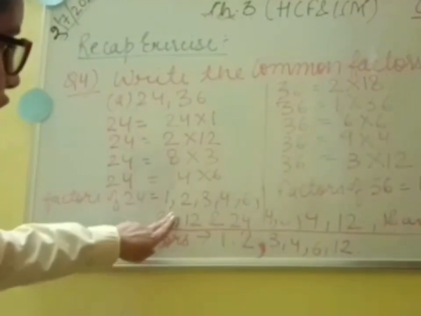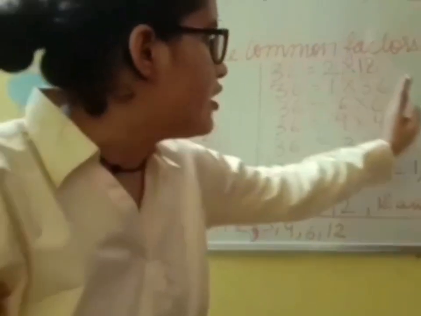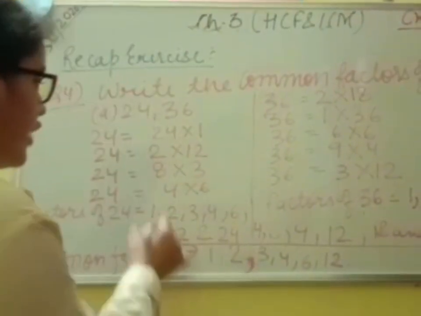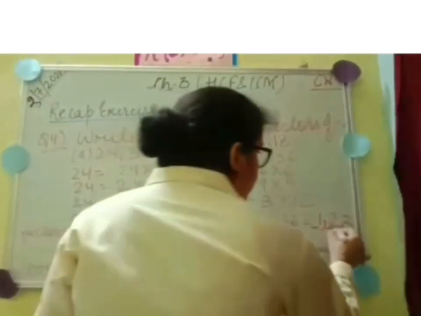Okay, now we have to find the common factors. Common means those that 24 has and 36 also has. Now you see, 1 is there, yes, 1 is there, with both. 2 is also there with both.